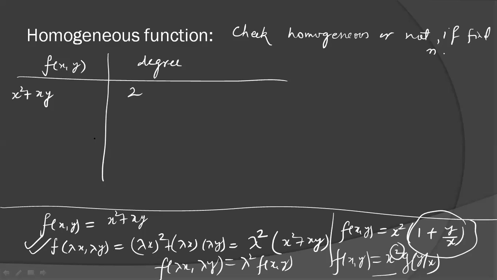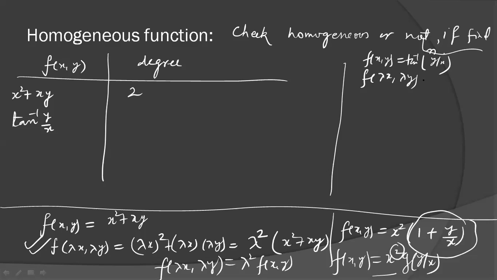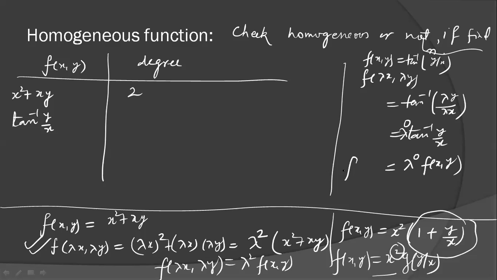It can confuse sometimes. If we check for tan inverse y over x, let f of x, y be tan inverse y over x, then f of lambda x, lambda y will be tan inverse lambda y over lambda x. So lambda is cancelled out. It is again tan inverse y by x. So we can write lambda to the power 0 multiplied by f of x, y. This is also a homogeneous function with degree 0.